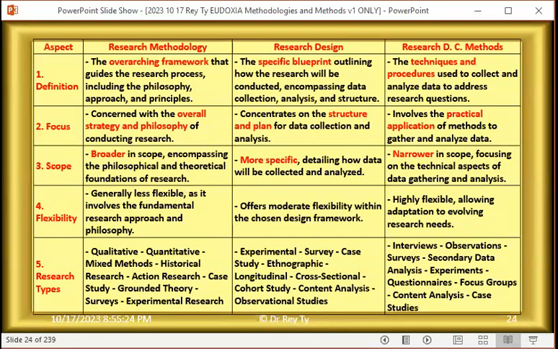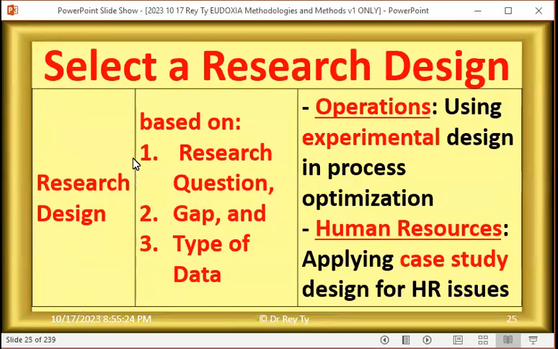Okay, so there are differences. Methodology is the bigger framework, the overall view, the philosophy. Research design is the structure of your research, the details of what you want to do. And research method is the practical techniques and procedures that you will do. Okay. And to select a research design, it should be based on your research question, gaps, and type of data you will use.